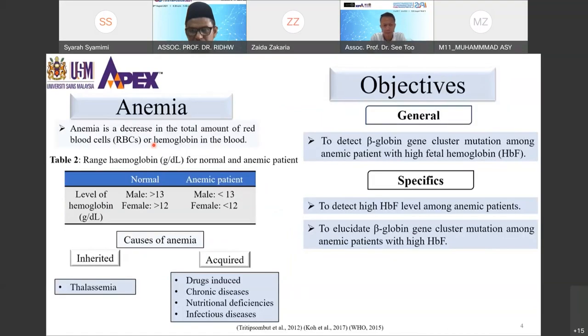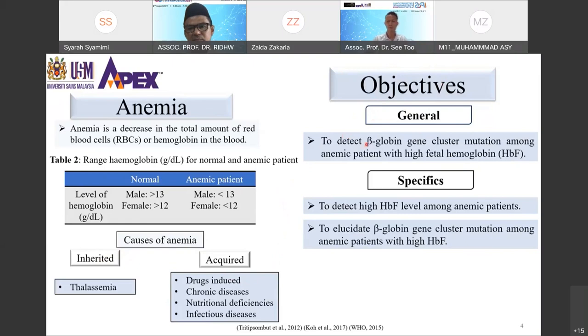That situation is related with the decline of the hemoglobin in the blood, known as anemia. Table 2 shows the range of the hemoglobin for the normal and anemic patient for both genders. The causes of anemia are slightly the same as for high HbF level, which are inherited and also acquired. So this is the objective, by the general and specific.